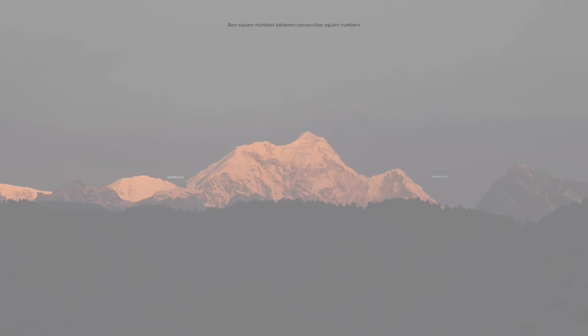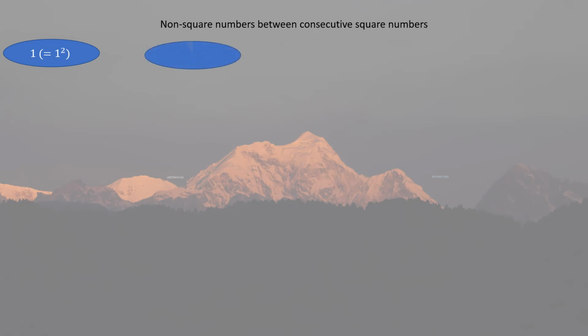Okay, what if someone asks you how many non-square numbers are between two given consecutive square numbers? Can you see the answer? Okay, let's try to understand this. This is also another property of square numbers. I have taken the square of 1 as 1 and the square of 2 as 4. So 1 and 4 are two consecutive square numbers. Let's understand this.